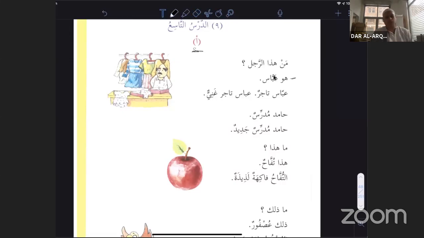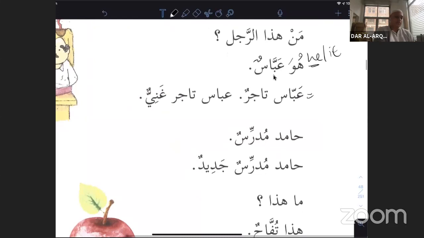طيب. Number two, huwa Abbas. Huwa means he, or it can mean it, but in our sentence it means he. So he is Abbas. طيب. Line number three. Abbasun tajirun ghaniyun.